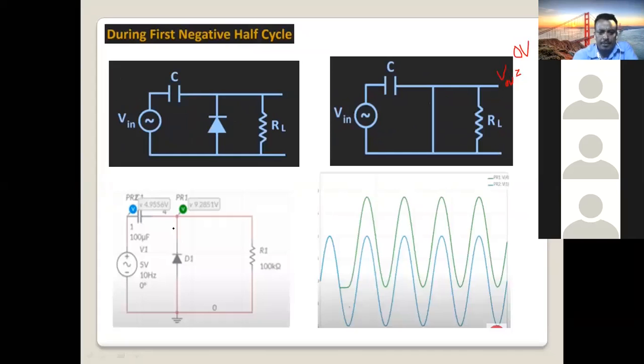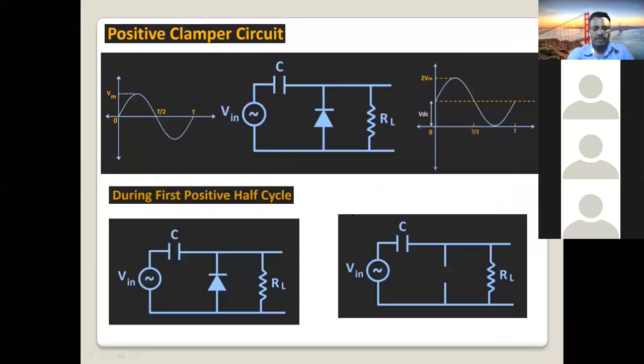This is my simulation. You can check in your TINA software. Also try to construct this clamper circuit. Connect a 100 microfarad capacitor, a diode with the negative side on the upside, and a resistor. Connect one pin here, another pin here for the oscilloscope, so you can check the input and output waveform. The output will be shifted upward because of this positive clamper circuit.